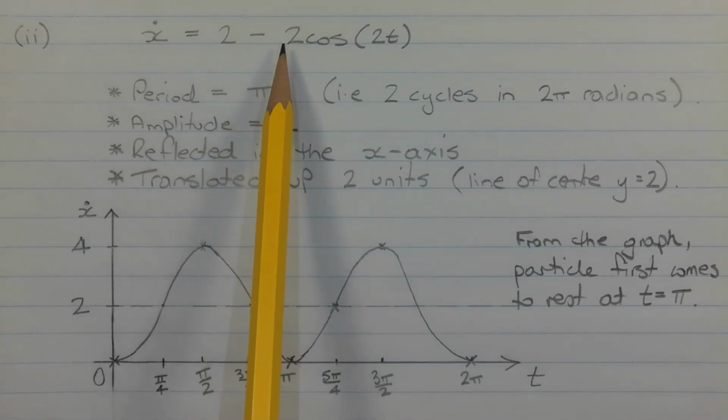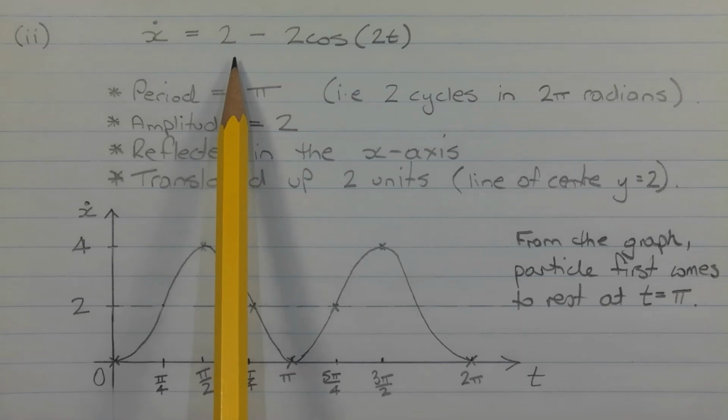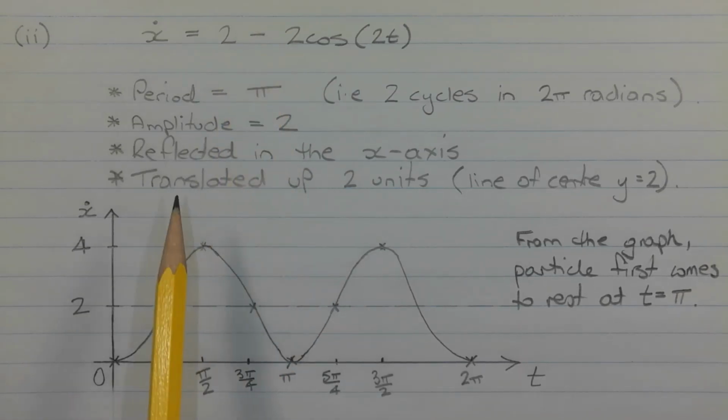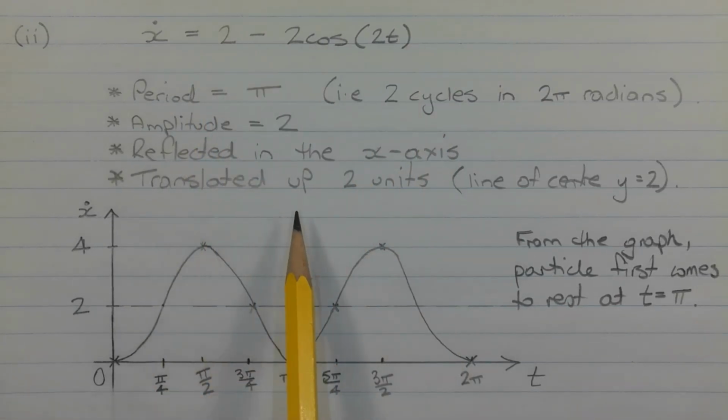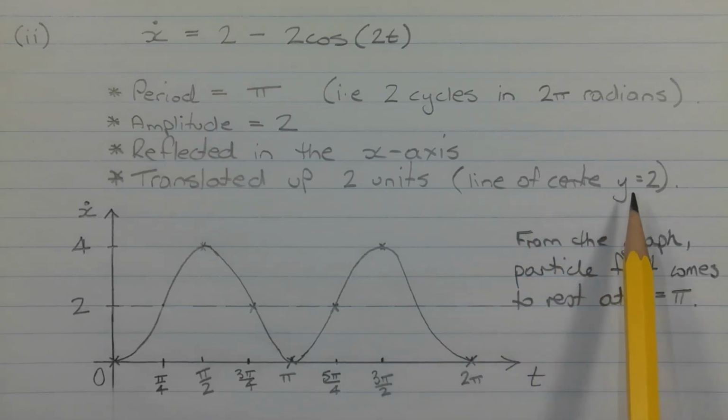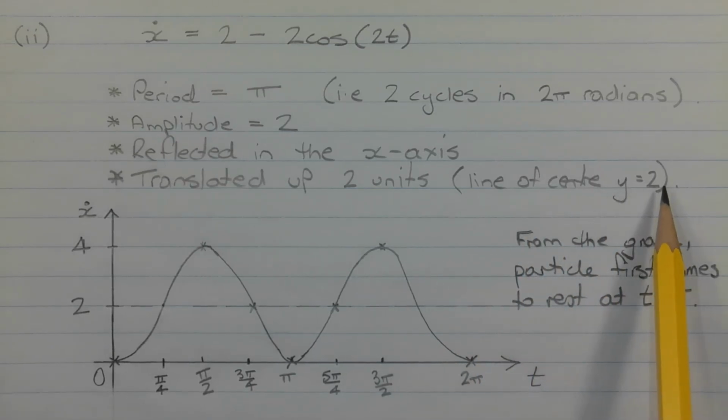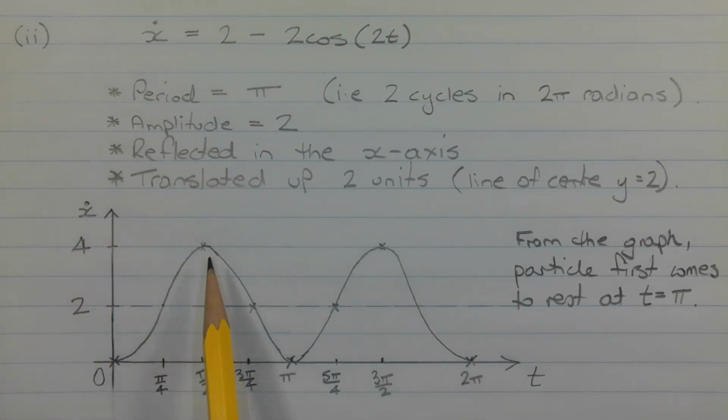Now multiplying 2 cos 2t by negative 1, which is what this negative here does, reflects the curve in the x-axis. In other words, turns it upside down. And finally, adding 2 to the whole thing translates the curve 2 units up. In other words, the line of center is now x dot equals 2 rather than on the x-axis. And the following graph is produced. So this is the graph of x dot equals 2 minus 2 cos 2t.